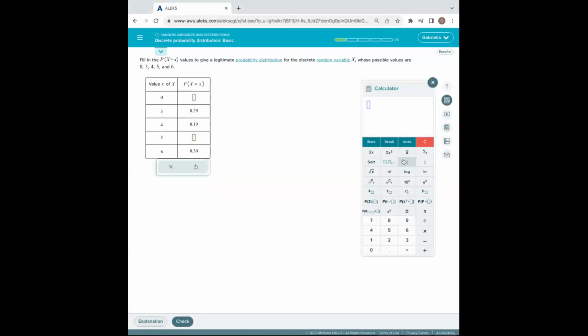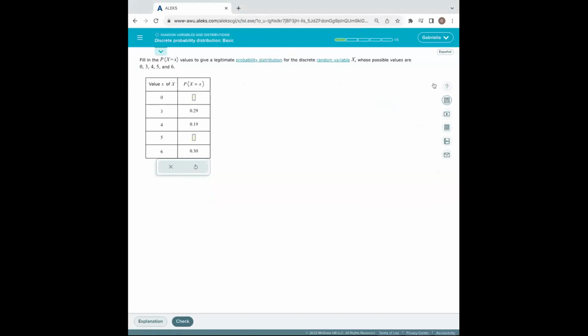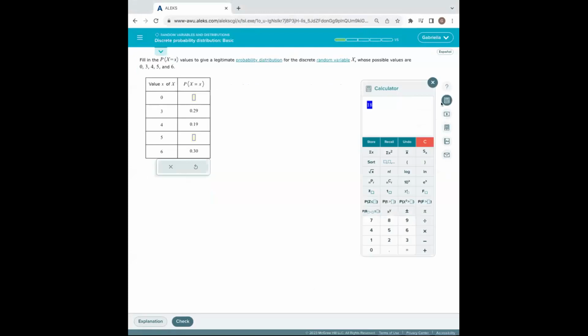You can divide up whatever you want. The first three, I'm sorry, the 0.29, the 0.19, and the 0.30. You can add those up, and that ends up being 0.78. And then you can split up the rest.